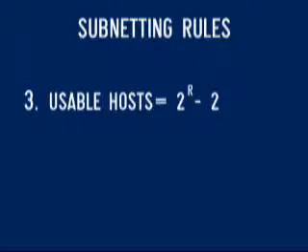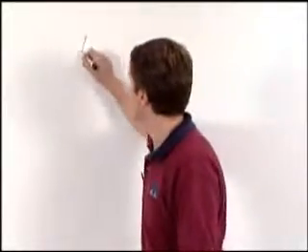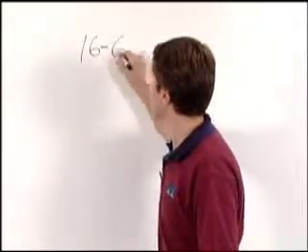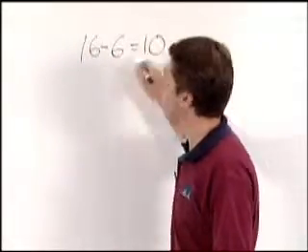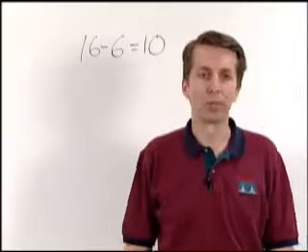The third rule of subnetting tells us that 2 to the power of the number of bits remaining minus 2 gives us the number of usable hosts per subnet. Since we're working with a Class B address in this scenario, we started out with 16 bits available for the host portion of the address. We determined that we need to borrow 6 bits for the subnet portion of the address, so we have 16 minus 6, or 10 bits left over for the host portion of the address.